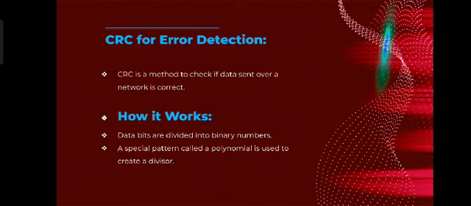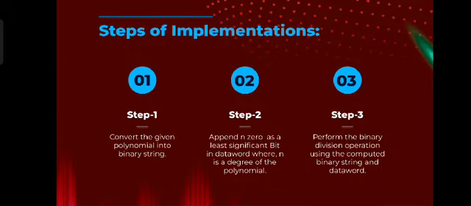Here the data bits are divided into a binary number, or we can say that the polynomial is converted into a binary string. There is a special pattern called a polynomial, which is used to create a divisor. After that, these are the steps of implementation.